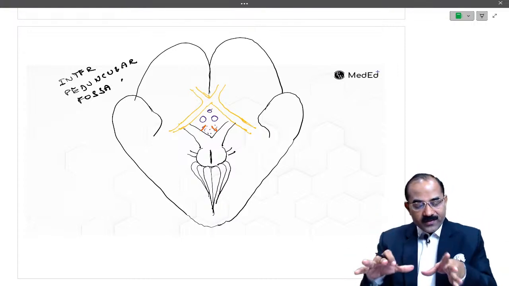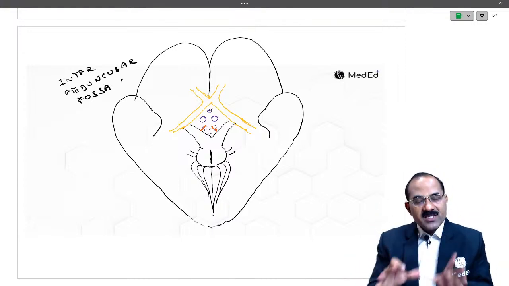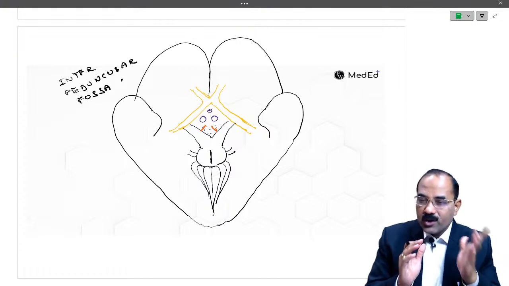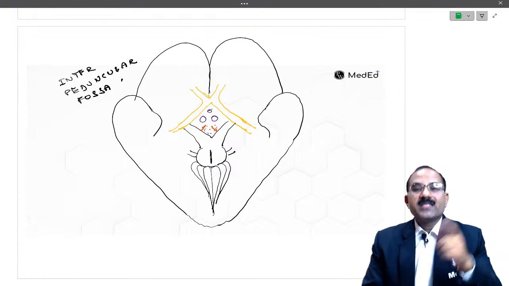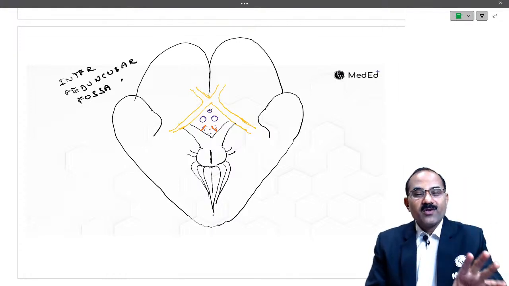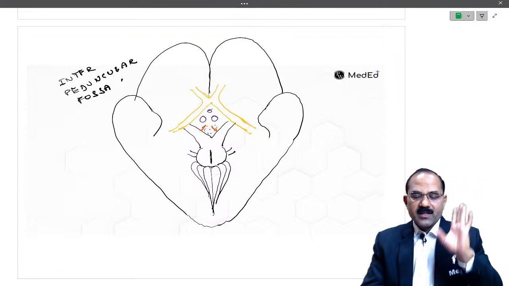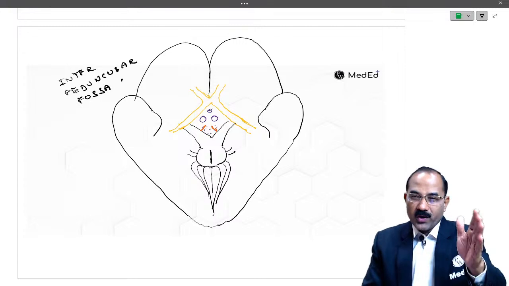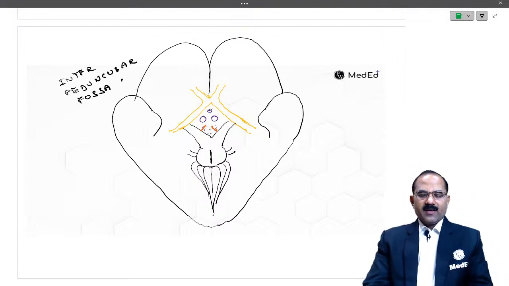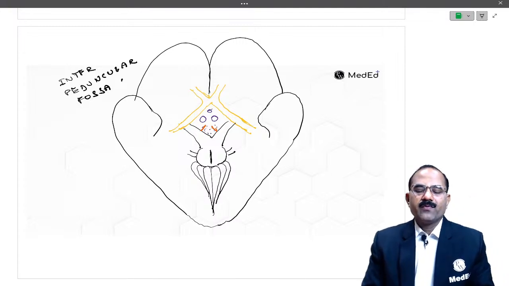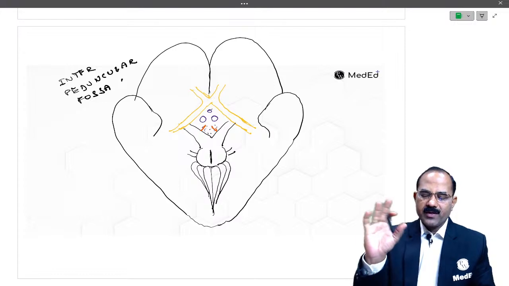So, clear? Why have I told you about the interpeduncular fossa? We are discussing the circle of Willis. So, you have to draw this interpeduncular fossa and write that the circle of Willis lies in the interpeduncular fossa. The interpeduncular fossa itself can also come as a short note for you. Okay, children? Very good.